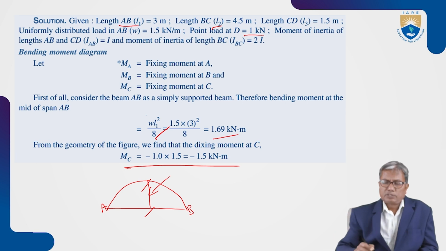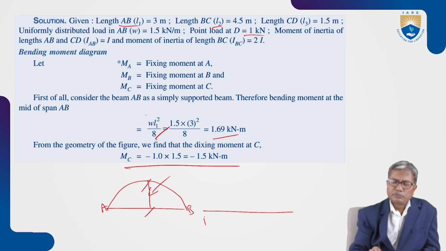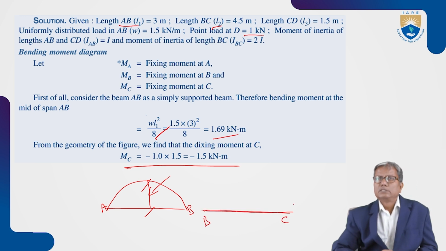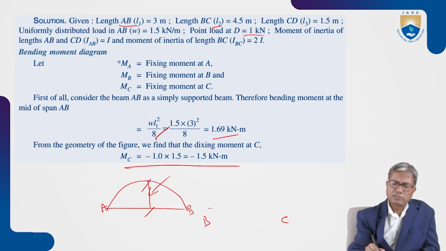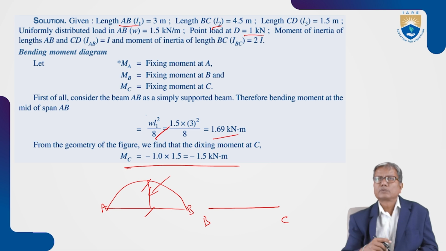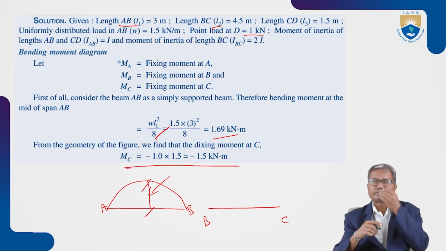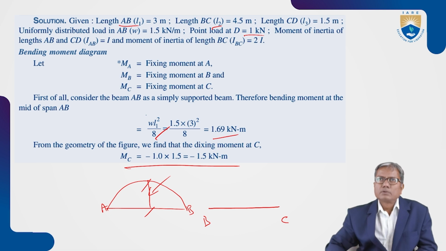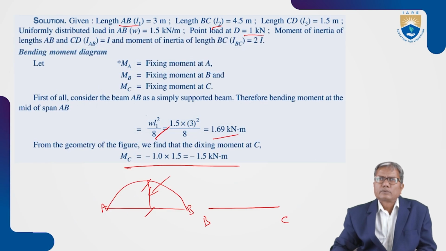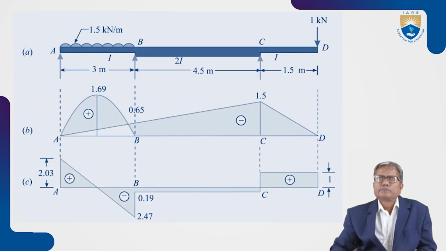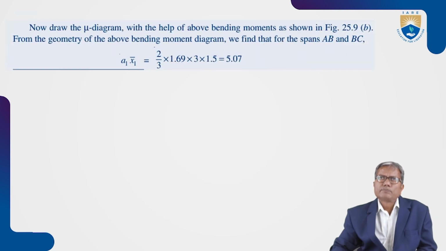Now, similarly, for span BC, there is no load, so the bending moment diagram is 0 actually. There is no moment throughout the span. You will have 0 moment. Now, these are the final bending moment and shear force diagrams.